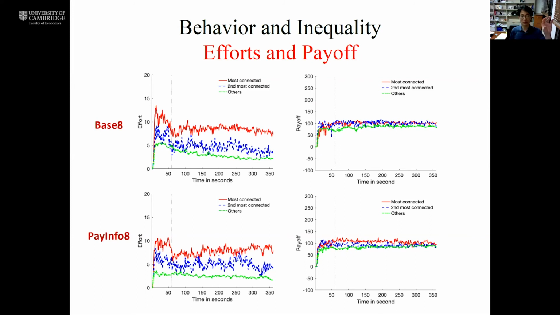So the top panels are the figures from the baseline, group size 8, and the bottom is the payoff information, group size 8. On the left-hand side, this is the dynamics of the effort. And on the right-hand side, this is the dynamics of the median payoffs. As you can see, the most connected individuals are actually making more effort, but it's around 9. And that's actually the equilibrium effort level in theory.